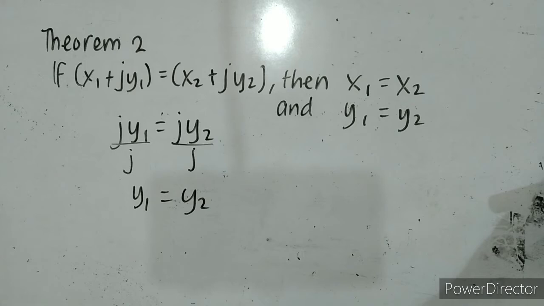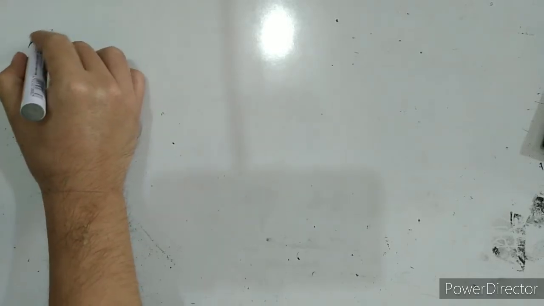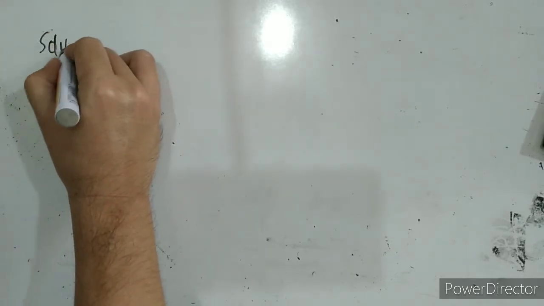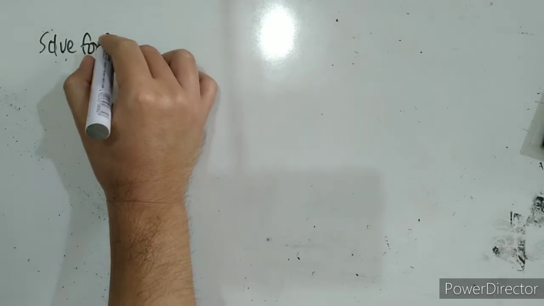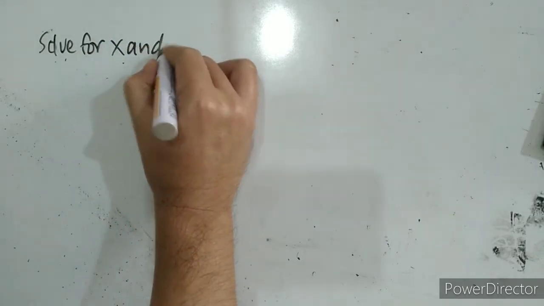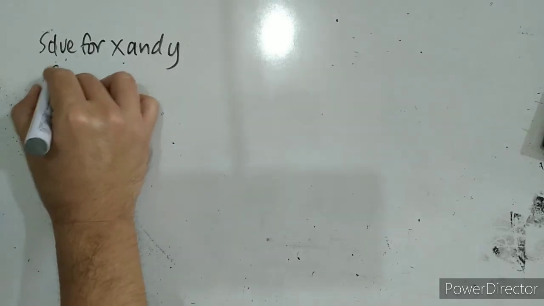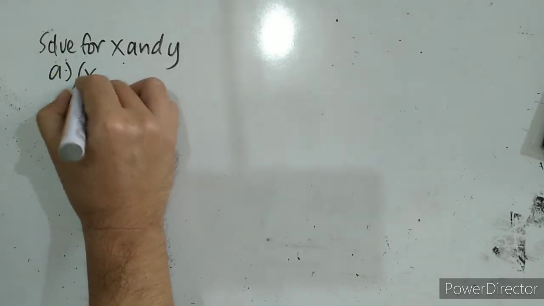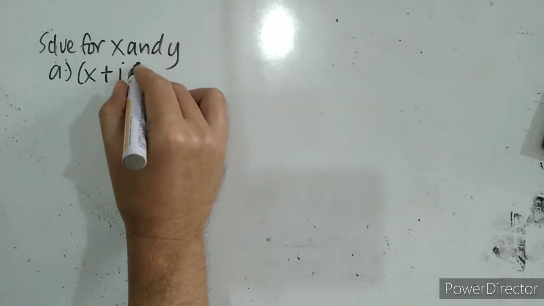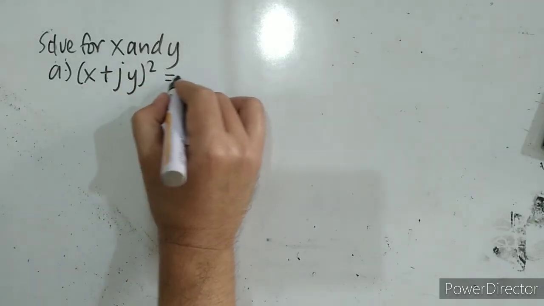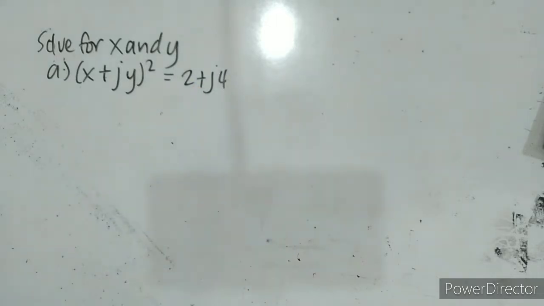Alright, so this is Theorem 2 of complex numbers, and for this theorem we will solve some examples. Okay, so the first example is solve for x and y in the following equations. The first equation is (x plus jy) squared equals 2 plus j4.